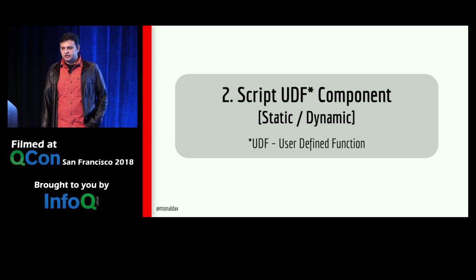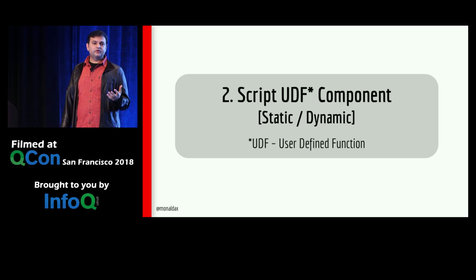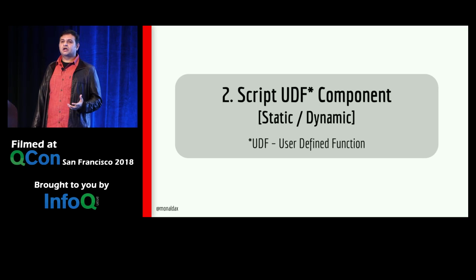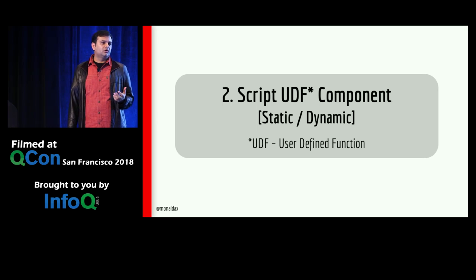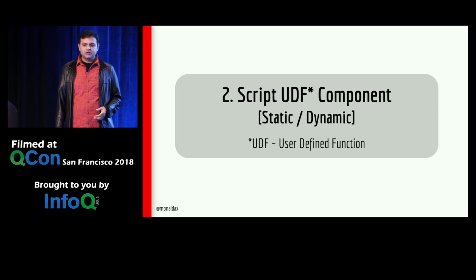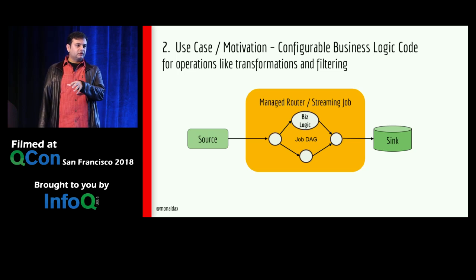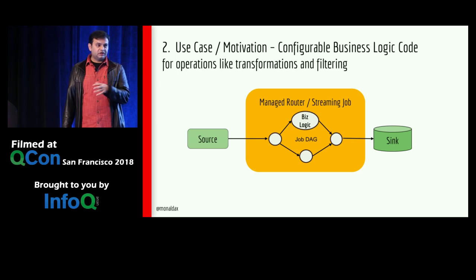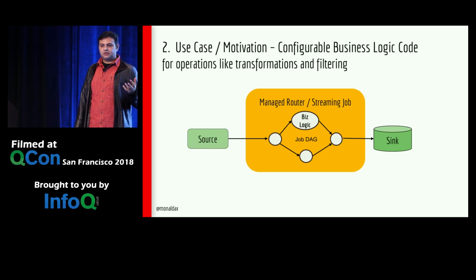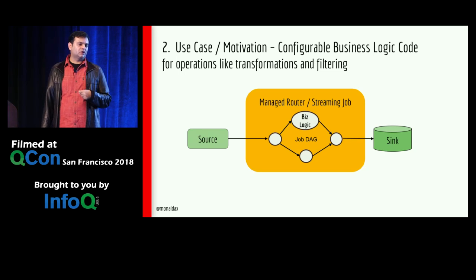So the next pattern is UDF. What if the configurable router for projection and filtering is not enough? You want to do something a little bit more, right? But the user still does not want to manage the code and deploy it. So then they can plug in their business logic using a scripting engine, right? One of them was Nashorn, so users can provide a JavaScript snippet to run.